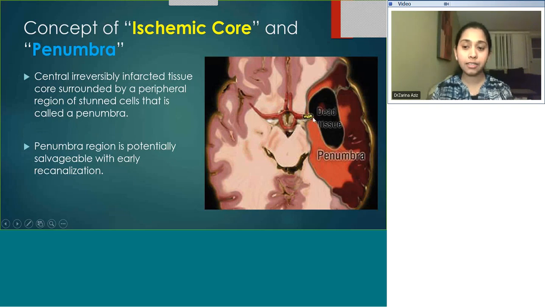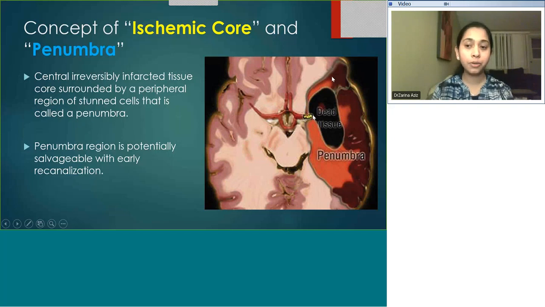And this causes a sudden, central, irreversibly infarcted tissue core, and then surrounding is a peripheral region of stunned cells called a penumbra. Because as soon as there is an occlusion to the vessel, the central area of the entire territory is the first and most vulnerable to the ischemic event, because it is not ready to prepare itself for autoregulation or vasodilatation, and it just immediately dies. This could be small in the initial stages, and slowly it starts increasing.